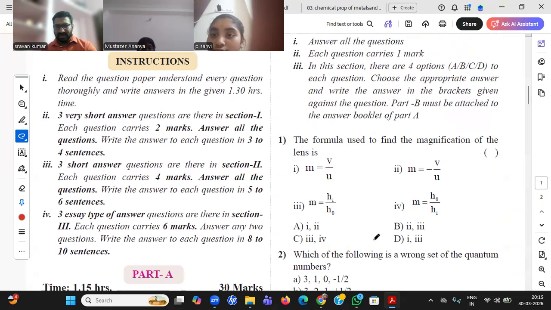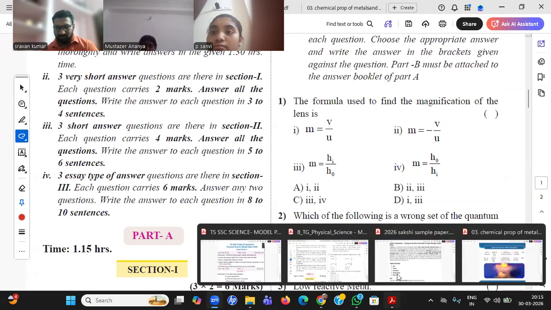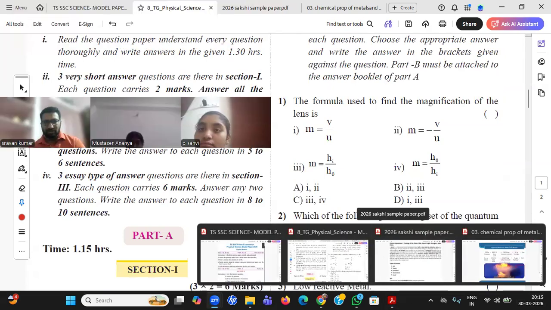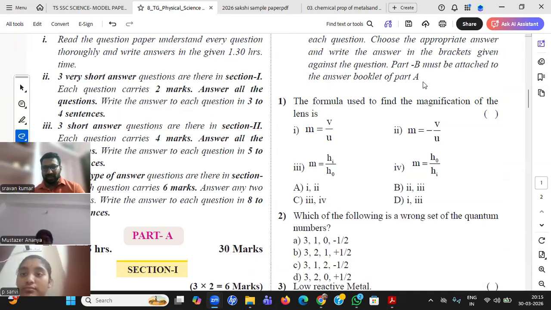Let us start with the MCQs first. First question on the screen: the formula used for the magnification. So you see, we have two formulas for magnification. What are the two formulas, and give the right option? He's speaking about the lens.